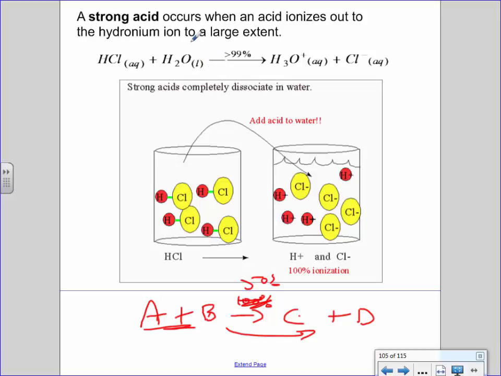New definition. Strong things ionize all the time. That's actually the definition of strong and weak. I've been lying to you. Strong things aren't strong because they conduct, and weak things aren't weak because they don't conduct. The fact is that strong things conduct because they always ionize, and because they always ionize, then they conduct. Do you guys get the slight difference here?